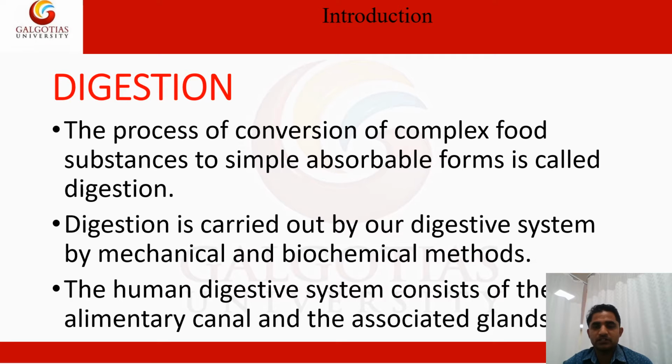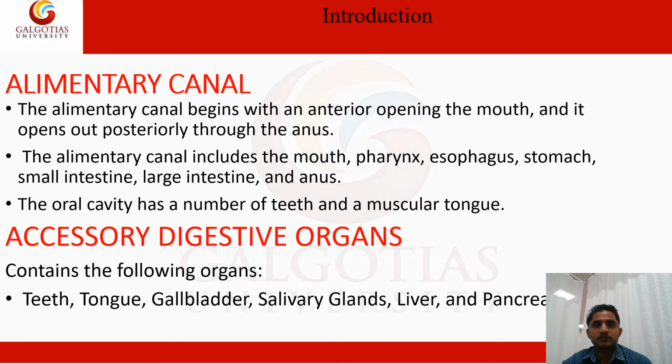The human digestive system consists of the alimentary canal and its associated glands. The alimentary canal begins with the anterior opening of the mouth and opens out posteriorly through the anus. So it starts from the mouth and ends at the anus. The alimentary canal includes the mouth, pharynx, esophagus, stomach, small intestine, large intestine and the anus.